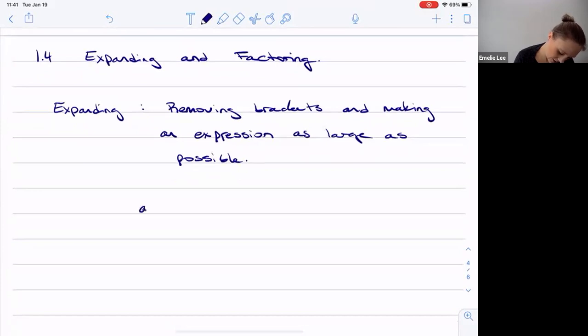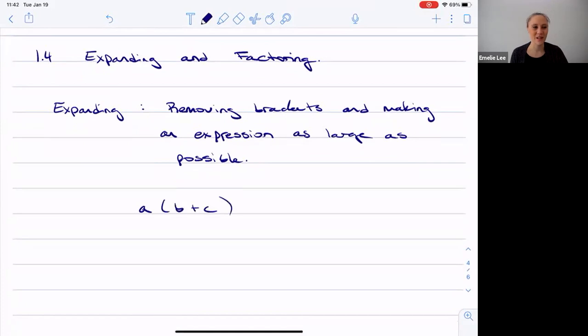For example, if you have A times B plus C, and I know you guys don't typically like variables, but this is the easiest way to see it. Expanding this expression would mean I'm going to multiply this A inside, because this A multiplies the B as well as the C. So this becomes AB plus AC.